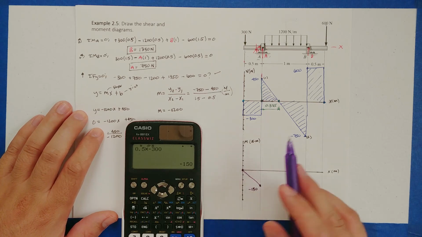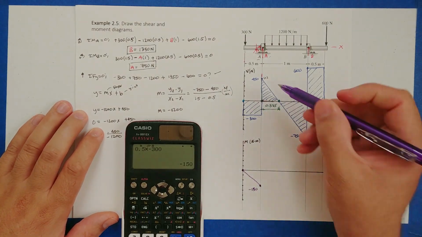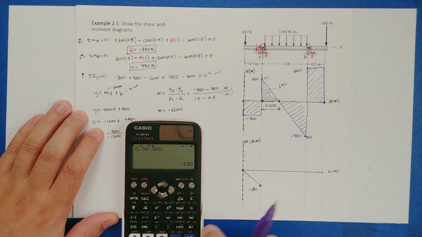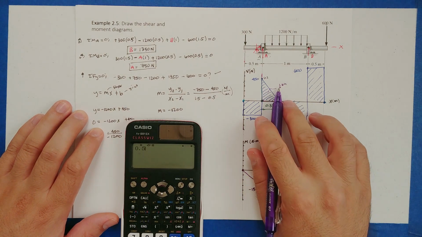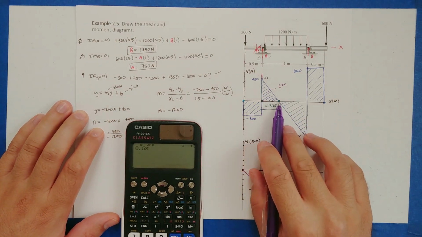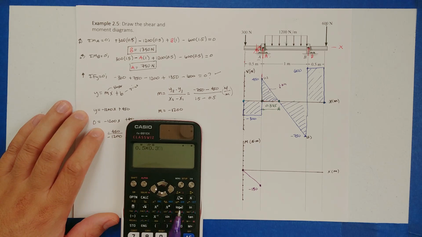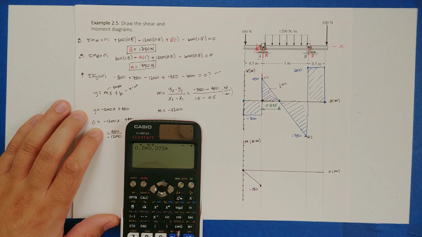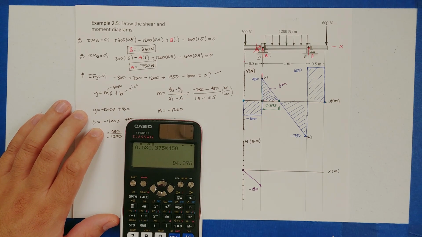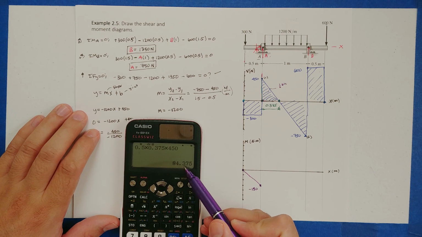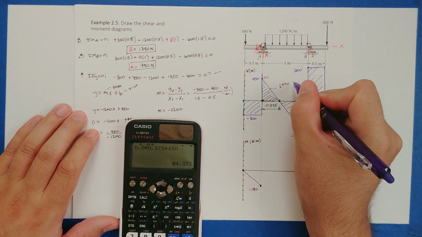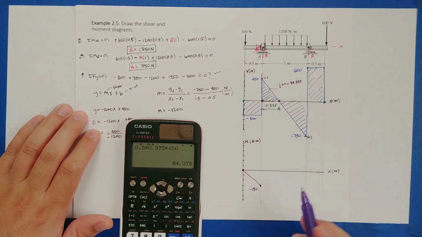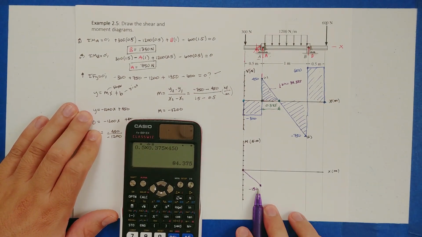So next, what am I going to do? I'm going to need to calculate what this area is. That's a triangle, right? So it's 1/2 the base times the height. So 0.5 for 1/2. What is the base of this guy? We figured it out to be 0.375. And what is the height? Well, it's this value over here, 450. And this gives us a value of 84.375. So this area right there is 84.375.